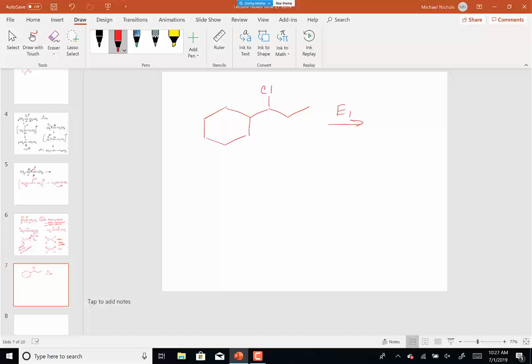So you've got to label your alpha carbon, which is the carbon with the leaving group. The beta carbons are next door. If the beta carbons have a hydrogen, you're going to lose the beta hydrogen and the halogen to form a double bond. So the first thing you want to do is label the alpha and then the beta, any and all beta carbons that have hydrogen.